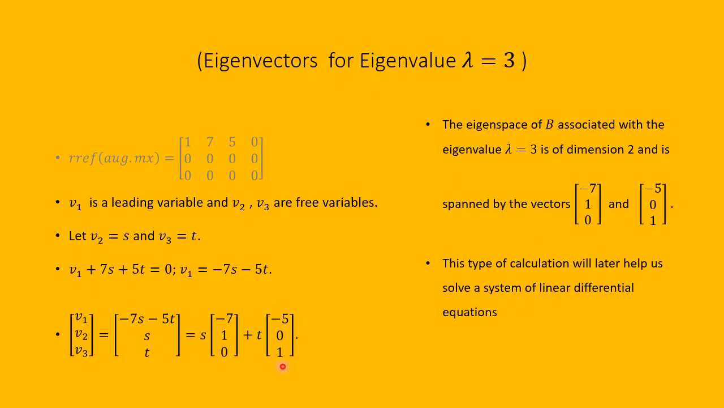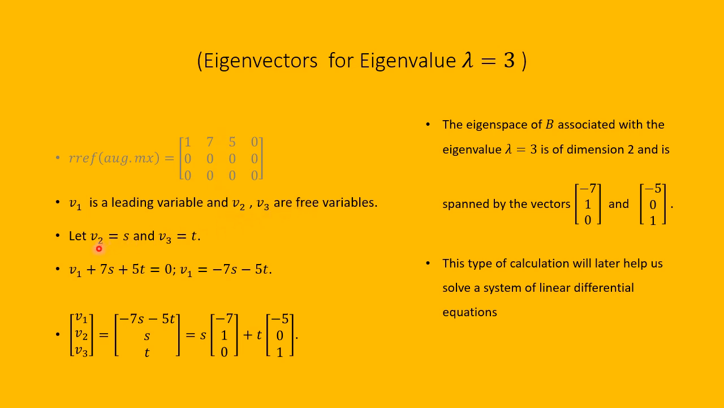We are continuing our calculation looking for the eigenvectors of B corresponding to the eigenvalue lambda equals 3. So far we have the reduced row echelon form of our augmented matrix was this. The variables were V1, V2, V3, and then these were the constants on the right-hand side of our system of equations. So V1 is a leading variable. V2 and V3 are free variables.